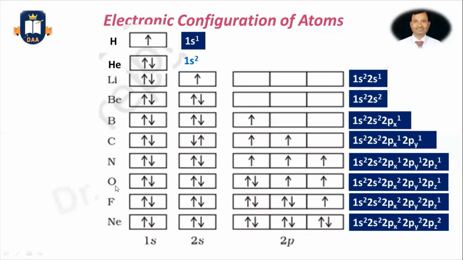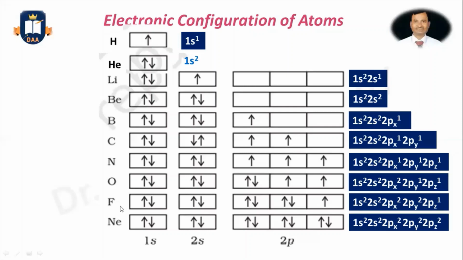In case of oxygen, so 1s2, 2s2. In this case, there are 4 electrons in the p subshell. So one orbital, px, will be paired with 2 electrons. So in this case, it is 2px2, 2py1 and 2pz1.